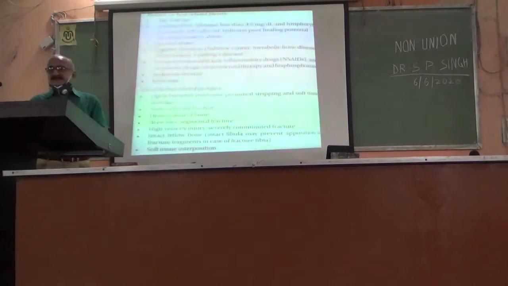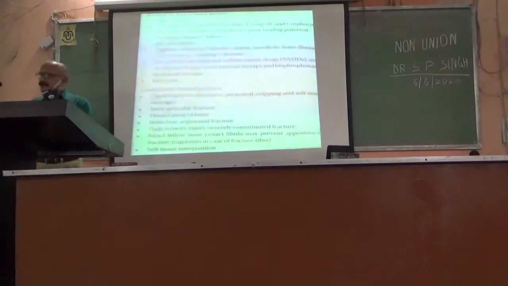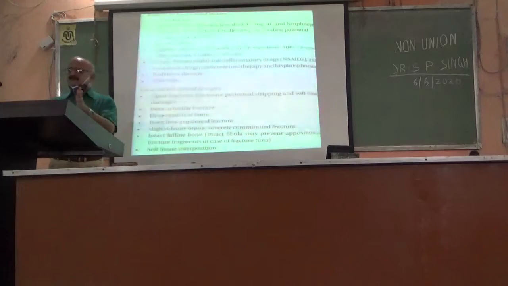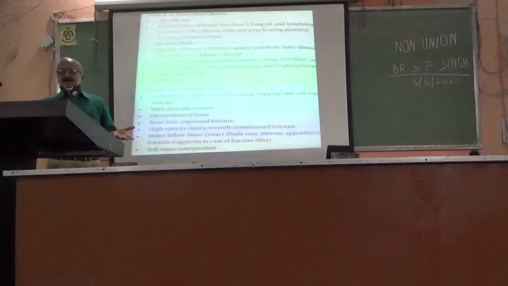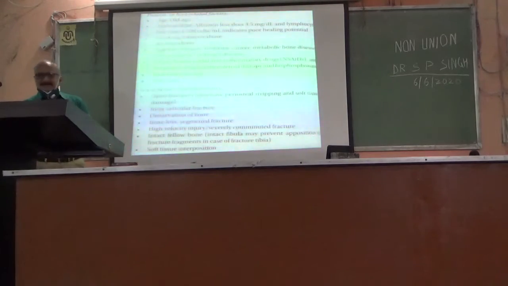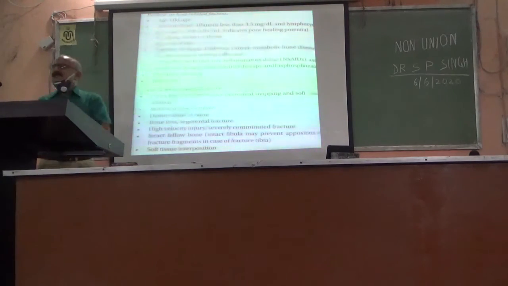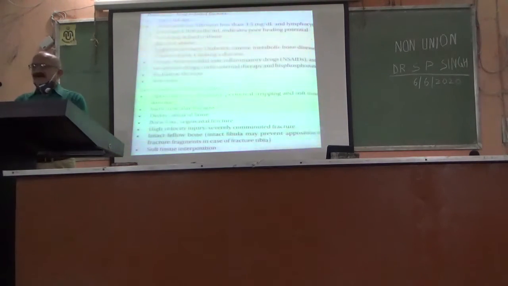If there is a history of diabetes, you must control the diabetes throughout. If there is a history of drug abuse or substance abuse, you must clearly tell the patient you can't love both the things. If you want to love your substance, better leave your limb. You can't be having both the things.